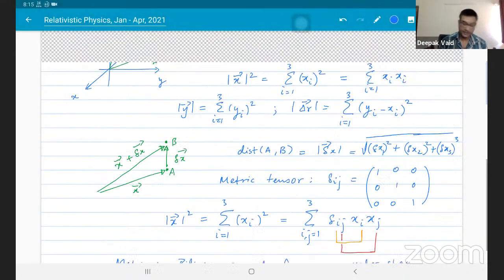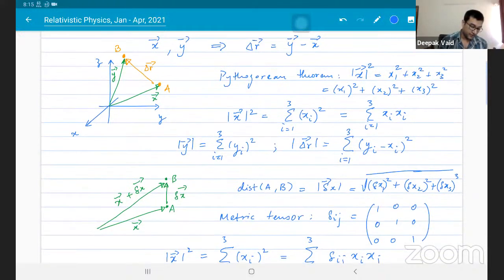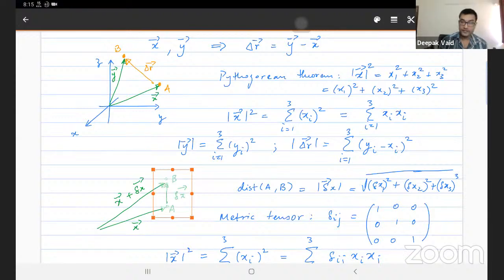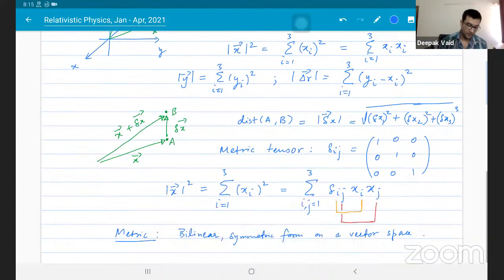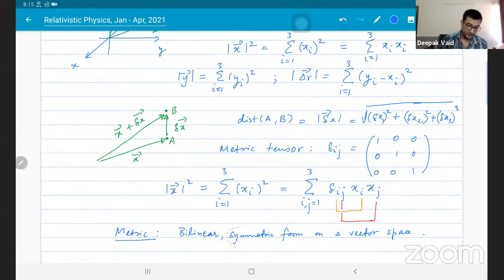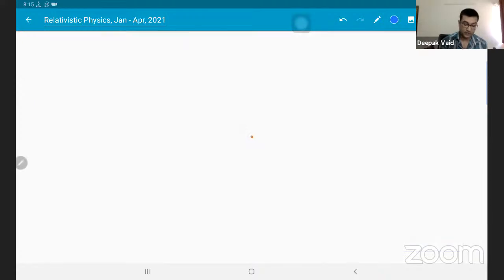If it was not symmetric, then if you calculate the distance between any 2 points, the distance would depend on whether you go from A to B or from B to A. And obviously, that doesn't match with our physical intuition. So we have a symmetric form, which just means that it takes in some vectors and spits out a number.